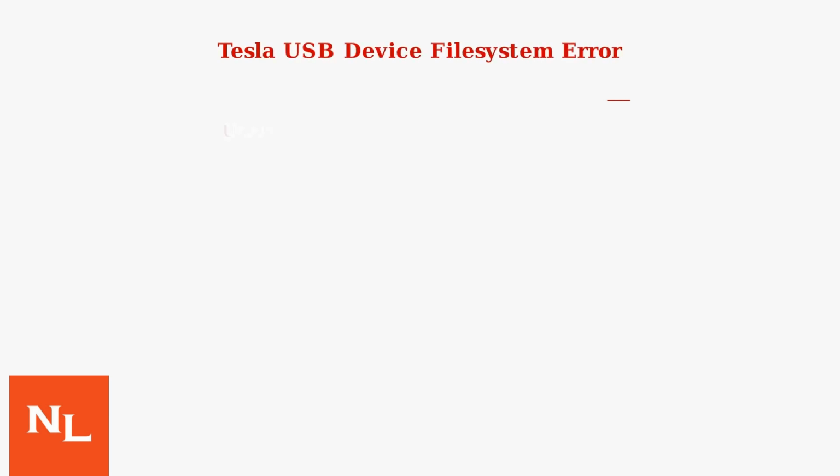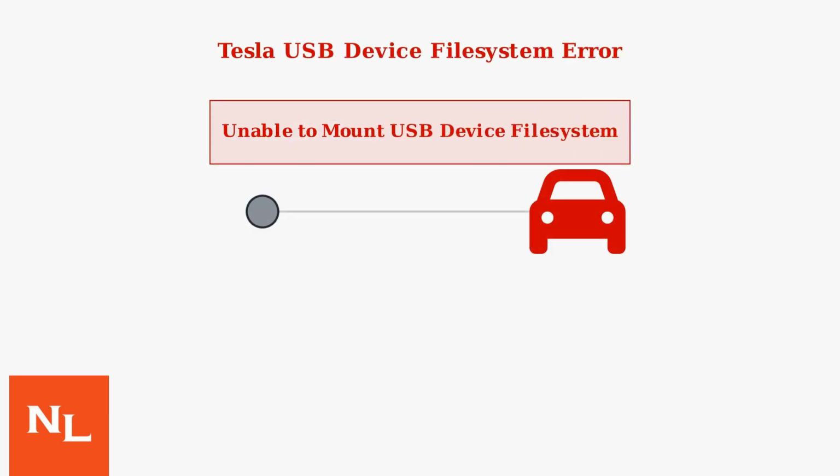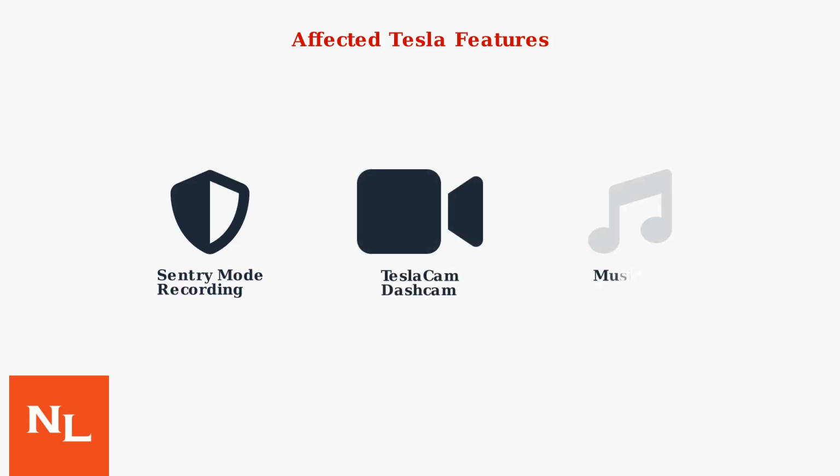The "unable to mount USB device file system" error is a common issue that prevents your Tesla from reading USB storage devices. This error disrupts essential features and affects a significant portion of Tesla owners. When this error occurs, it impacts critical Tesla features.